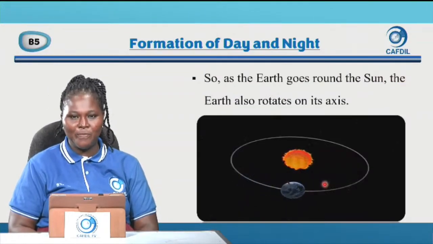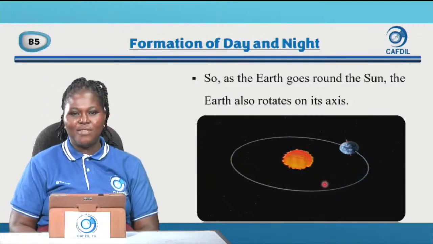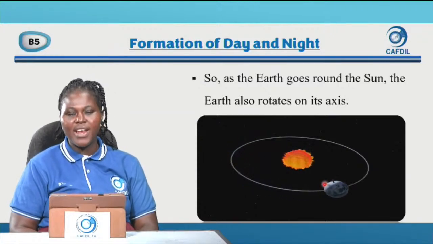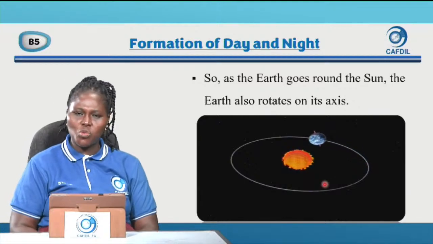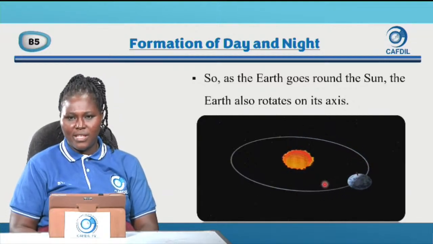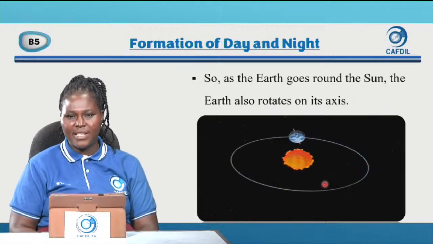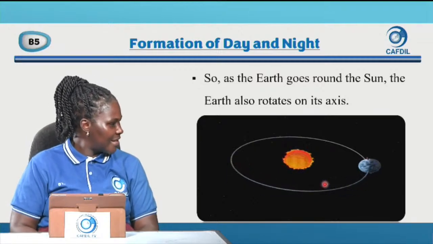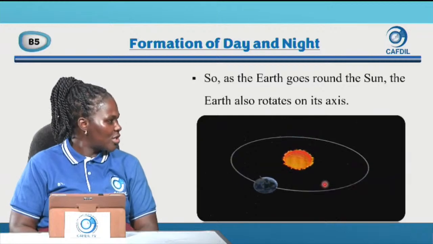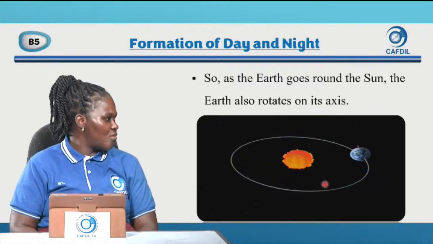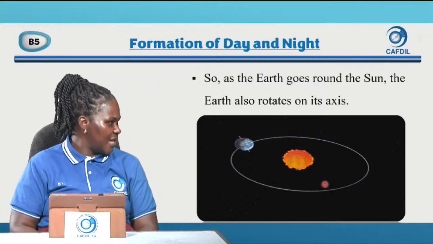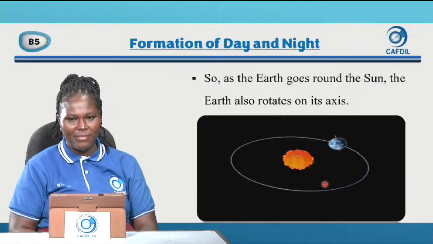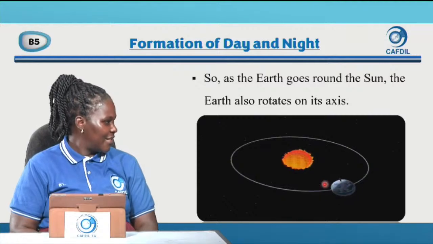Yes. Now let's continue. As the earth goes round the sun, the earth also rotates on its axis. We can see the sun. The sun is always there. It does not move. But the earth goes round the sun. The earth also rotates on its axis, as we can see on our screen. And it's very interesting.